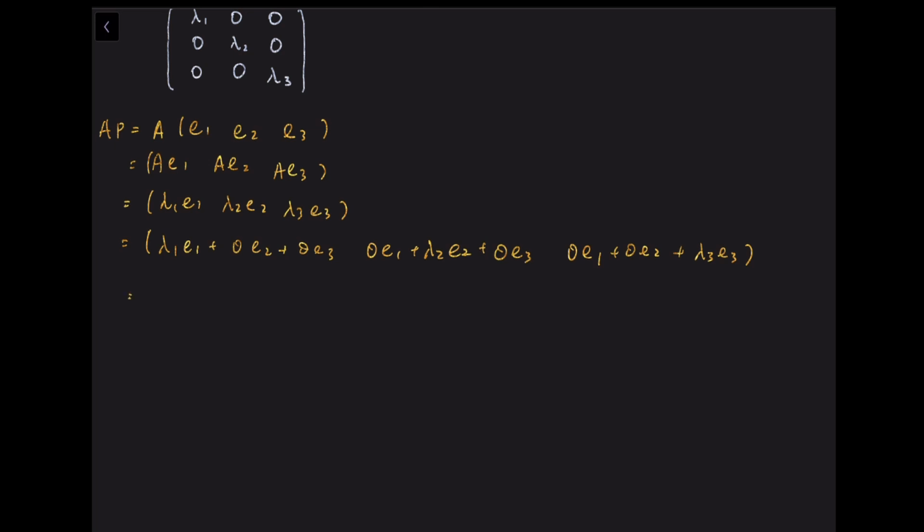So the first one equals P times lambda 1, 0, 0. The second one is P times 0, lambda 2, 0. And the third one is P times 0, 0, lambda 3. Since each column of the product AP is a linear combination of the columns of P, and hence equals PD.